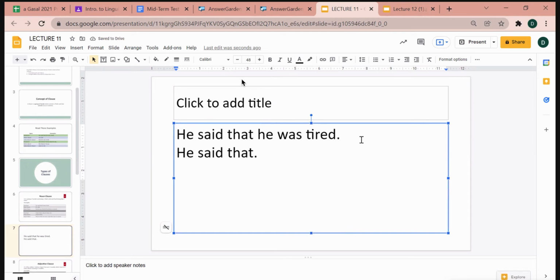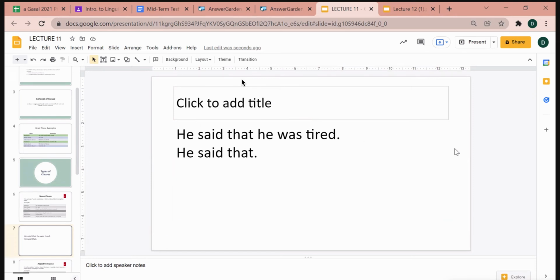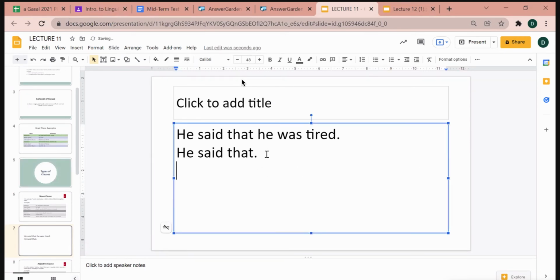By the way, if I don't want to say he said that he was tired, can I just say he said that? Yes, you can. Yes, I can, right? So, he said that, or he said it. This one is the easiest way for you to identify which one is noun clause. So it means that noun clause can be substituted as pronoun.